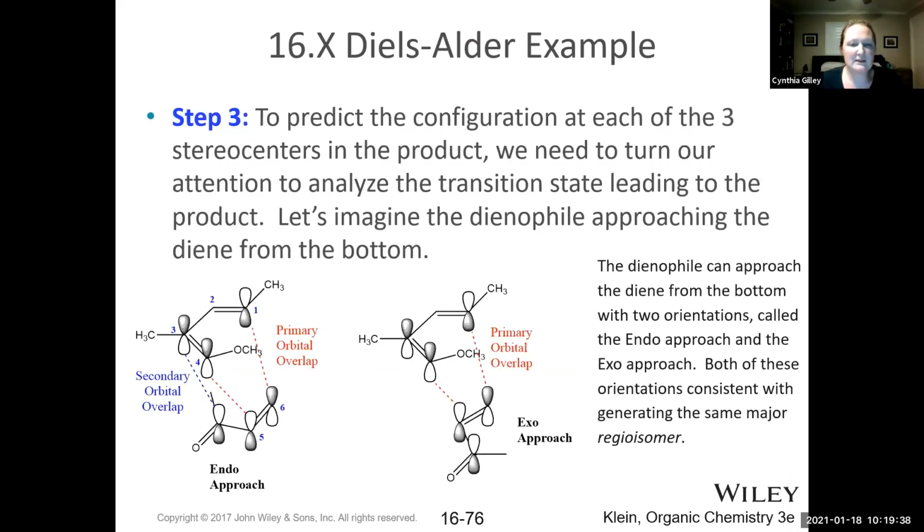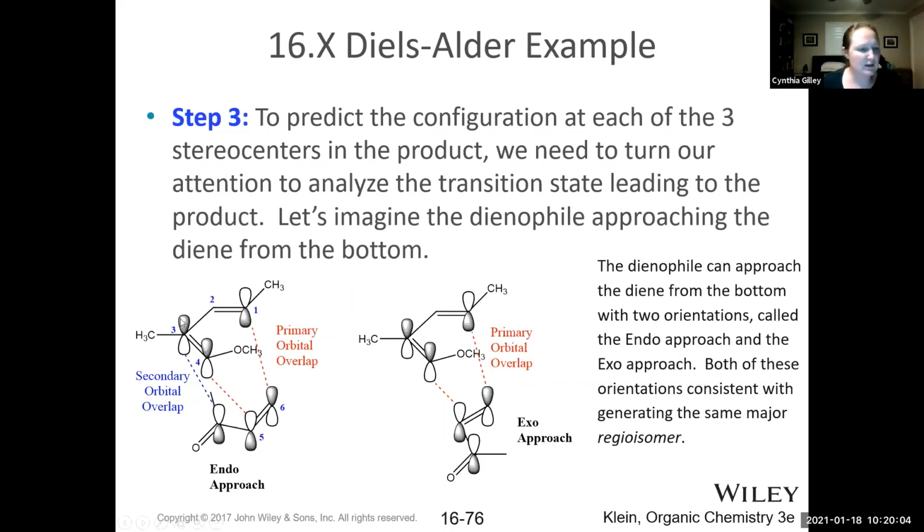So now it's going to be our job to figure out which 2 stereoisomers related as enantiomers are actually formed. To predict the configuration at each of those 3 new stereocenters in the product, you need to analyze the transition state leading to the product. So again, let's imagine the dienophile approaching the diene from the bottom.